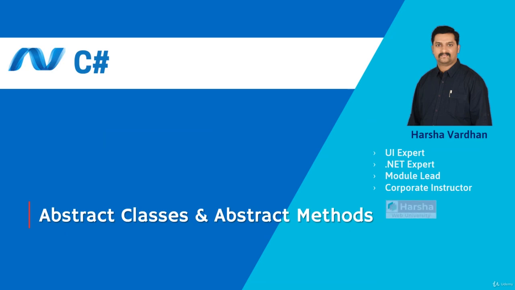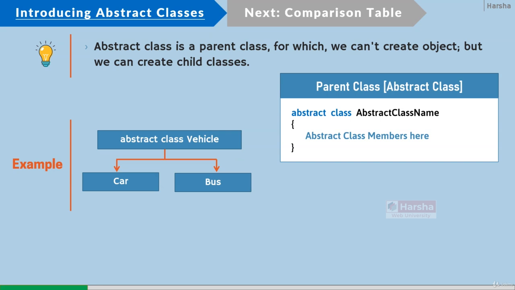This section is all about abstract classes and interfaces. Exactly, in this lecture we will see what abstract classes are and what the rules of abstract classes are. An abstract class is a parent class for which we cannot create an object.